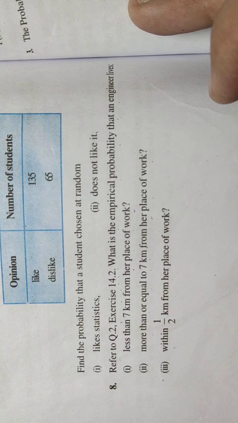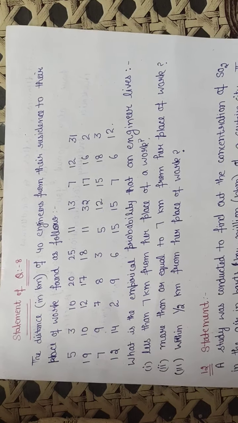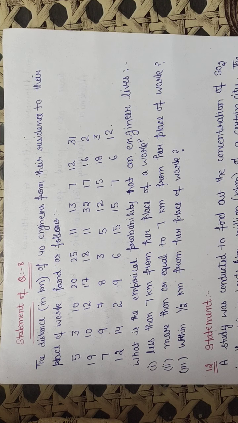So in this question you have been given one data. I will show that data. This one is the actual statement of question number 8. You have seen that 40 engineers' distances from their residence to their place of work are given. So you have to find the number of workers whose distance is less than 7 kilometers, the number of workers whose distance is more than or equal to 7 kilometers, or within half kilometer.